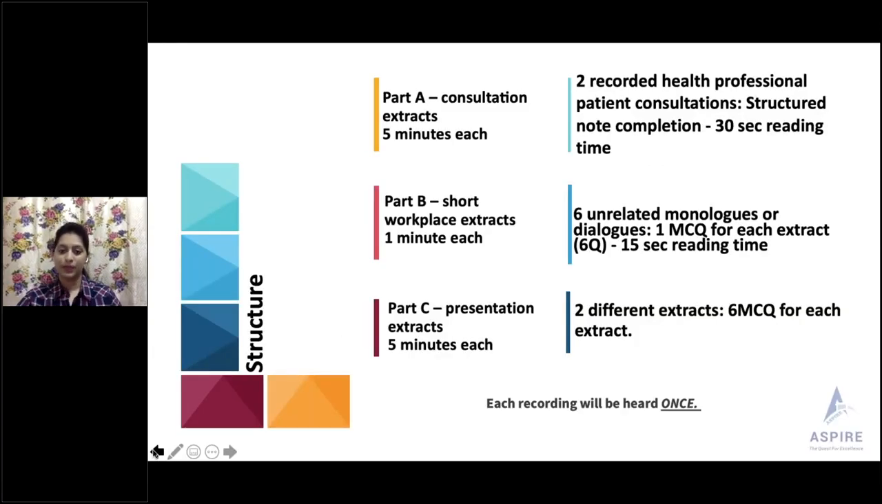So let's look at part C. Part C are your presentation extracts. They're about 5 minutes long, and you'll have 2 different extracts, with 6 multiple choice questions for each extract. So that's basically 12 questions. Each recording will be heard only once. So please write down your answers as you listen, because you will not be given any extra time to transfer these answers onto your answer sheet.